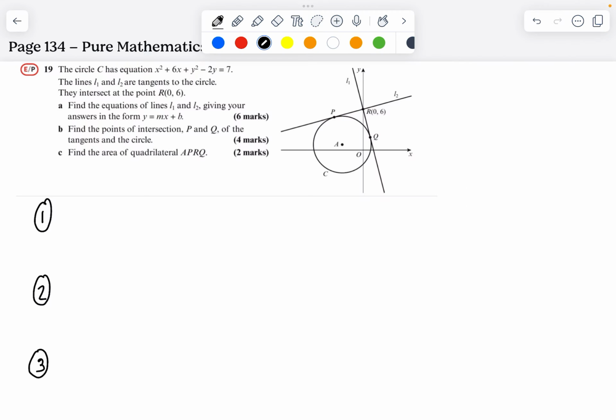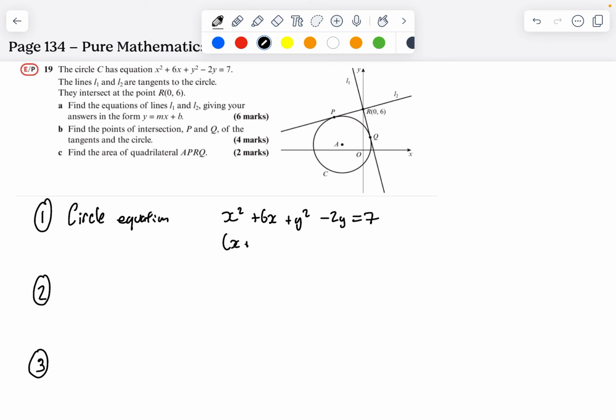So here's the question that we had a look at in class, right? And let's break this task down into smaller chunks to make it easier to do. So the first thing is we've got a circle, and we've got a circle equation. So the first thing we need to do is write this equation out with the centre and the radius. So we've got x squared plus 6x plus y squared minus 2y equals 7.